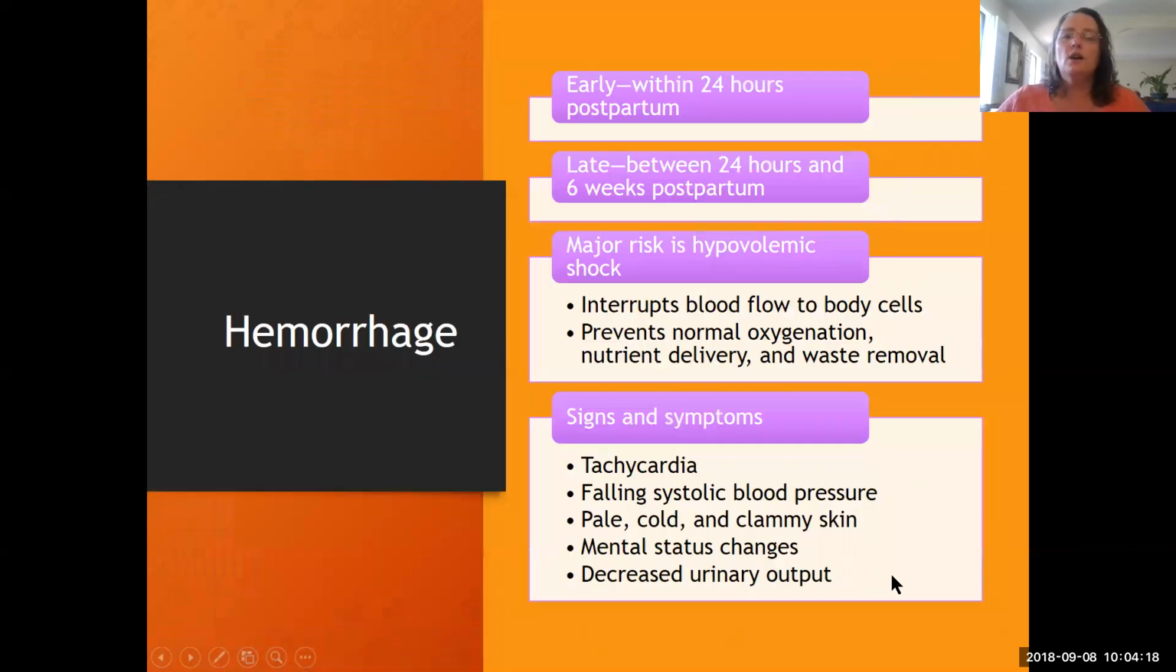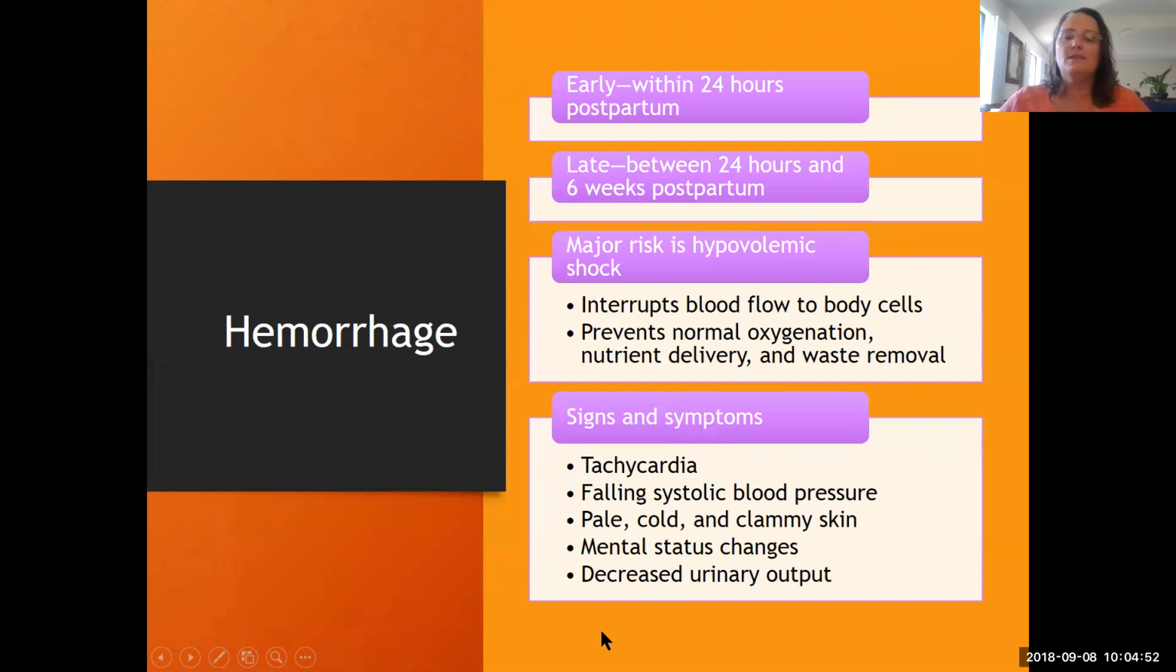So for hemorrhage, early is considered within the first 24 hours, late is between 24 hours and 6 weeks. They can continue to have a hemorrhage risk for up to 6 weeks. And the major problem with the risk, obviously, is they're going to lose too much blood. For signs and symptoms, first and foremost is tachycardia. If we have tachycardia, we are on very high alert that this woman has had an excessive blood loss. By the time we get to a falling systolic blood pressure, we're really in a lot of trouble. We have missed a lot of our signs.